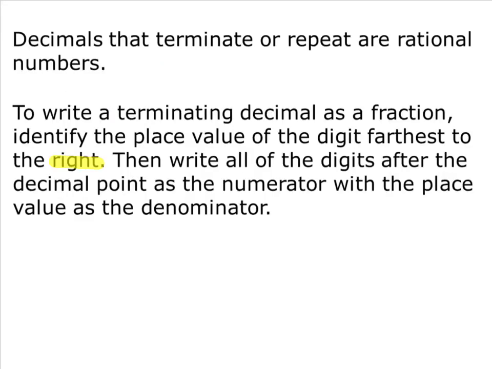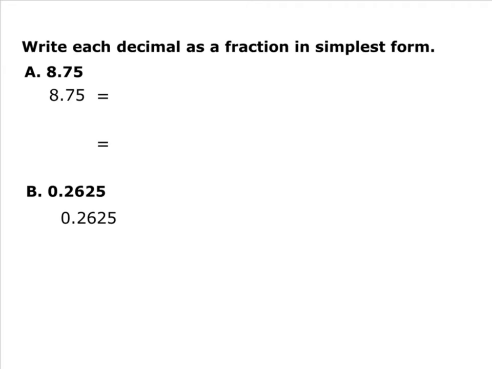Alright, the next screen here says decimals that terminate or repeat are rational numbers. To write a terminating decimal as a fraction, identify the place value of the digit farthest to the right. Then write all the digits after the decimal point as the numerator with the place value as the denominator. Now, what does all that mean? Well, let's take a look at a slide and I will tell you exactly what that means.